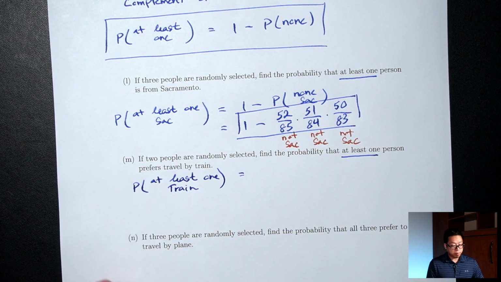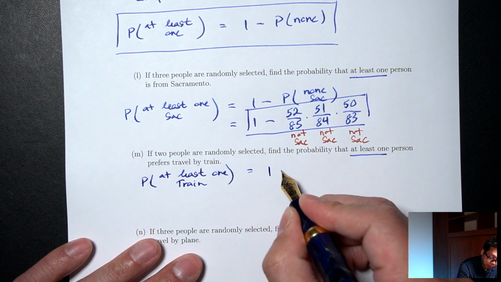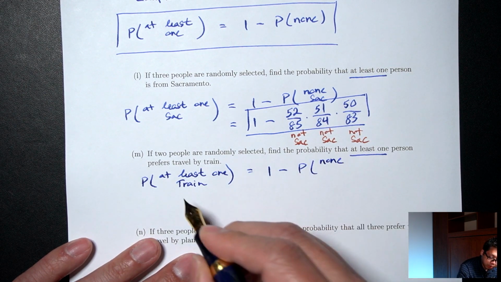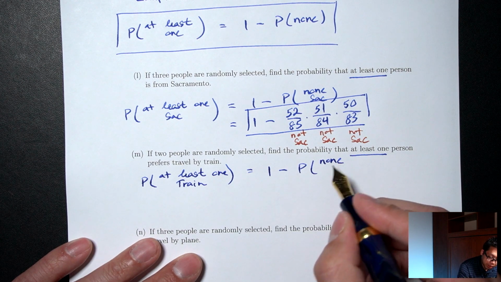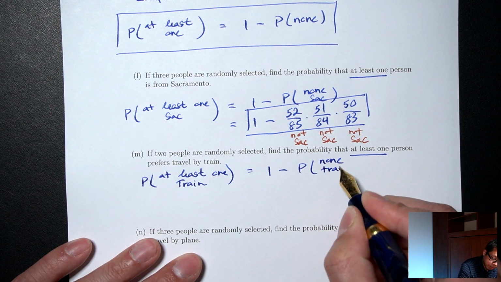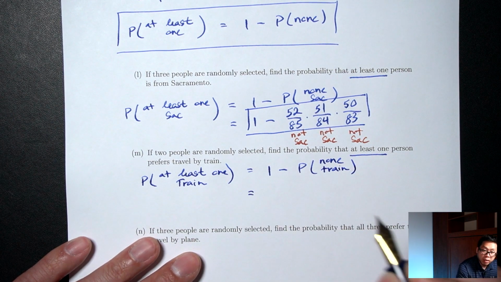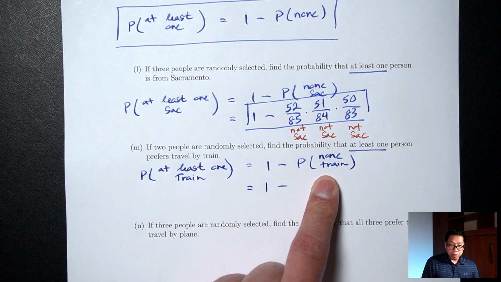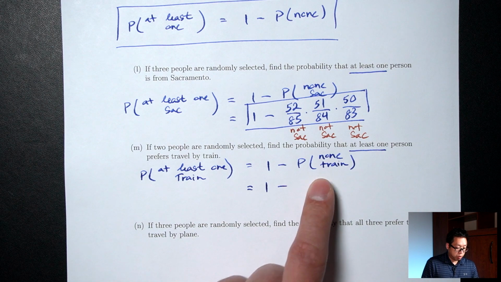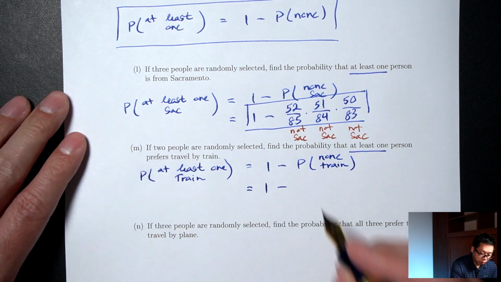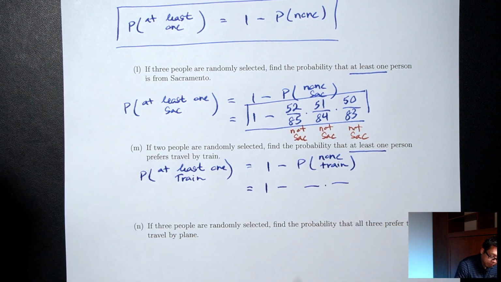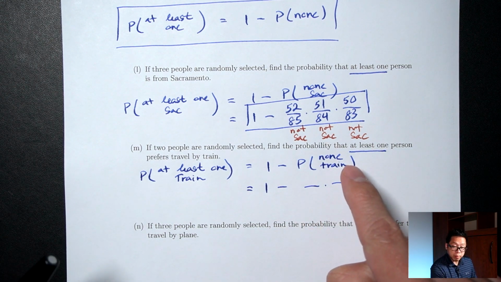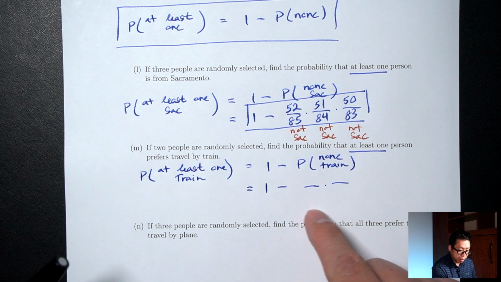Instead of finding it directly, we're going to find the complement, so 1 minus none. At least one train, the complement would be no train. And then I want to do 1 minus. How many fractions do I need? We're talking about 2 people, so 2 fractions. So 2 people, I want none of them to be train. That means I want not train, not train.